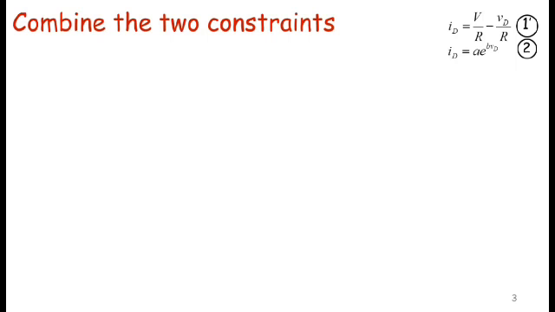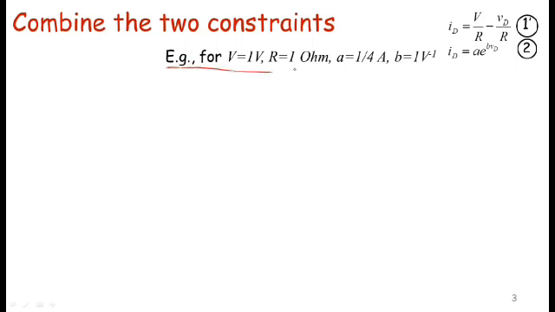I simply have to satisfy both these constraints, and that will give me the answer for VD versus ID. Before I do that, let me pick some values for the various parameters. As before, I'm going to pick V equals 1 volt, R equals 1 ohm, A equals a quarter of an amp, and B equals 1 volt inverse. I'll pick the same parameters as I did in the analytical method.